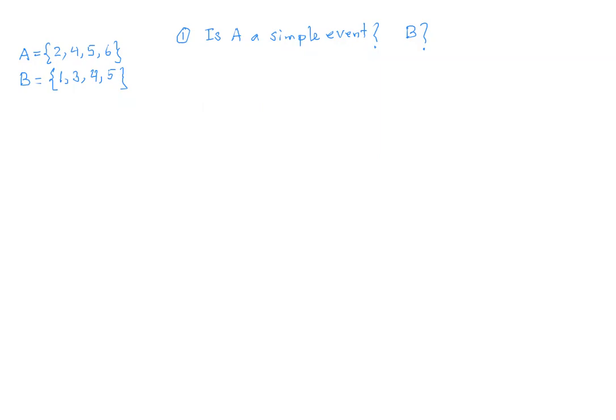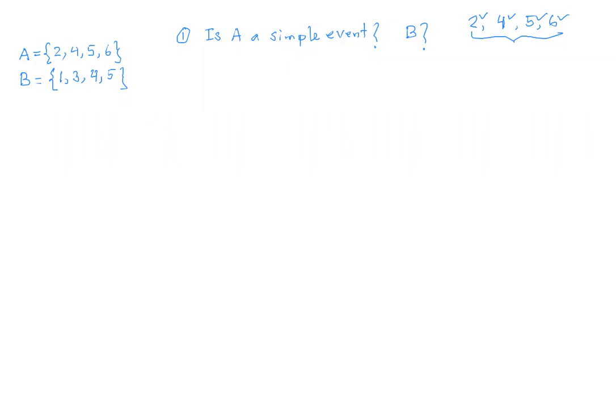See, A can happen if you roll a die and 2 shows up, right? If 4 shows up, A can also happen, right? So it can happen in more than one way. As a matter of fact, it happens in 4 different ways. Event A can happen if 2 shows up, or 4, or 5, or 6. So that's 4 different ways of this event happening. So I don't call it a simple event.